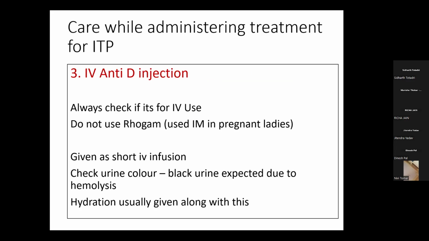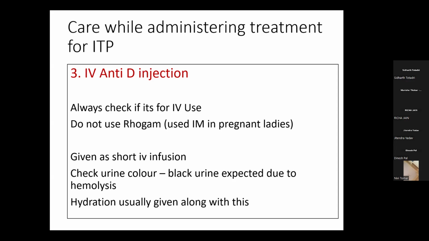IV anti-D injections. Always check if it is for IV use. Do not use Rogam. Rogam is basically a brand which is given IM in pregnant ladies, and we should never use it IV. Anti-D is given as a short IV infusion. In previous years we used it. Nowadays we are not using anti-D. Check urine color because it causes hemolysis. So always check the urine color.